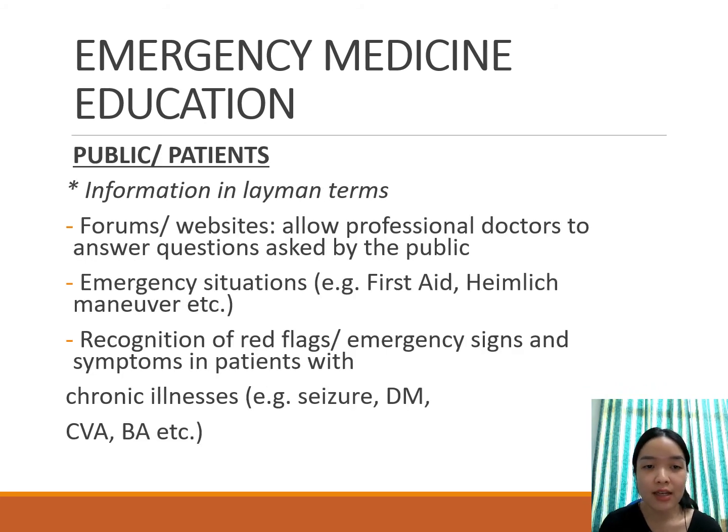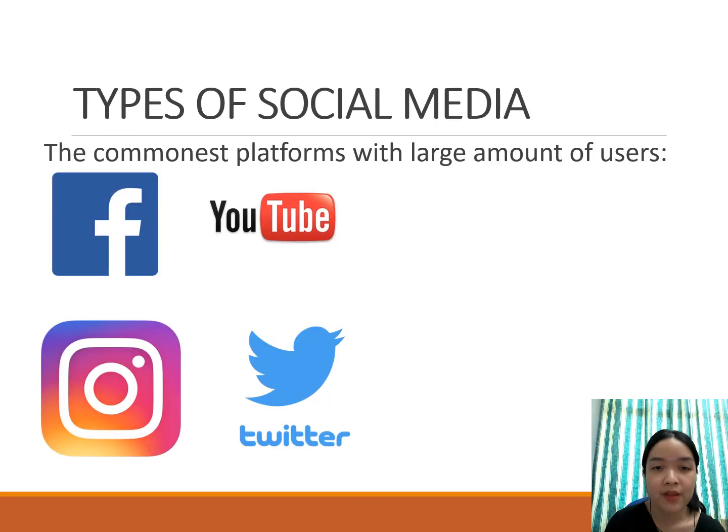Next, for the public and patients, information is usually conveyed in layman terms so that they can understand better. We also have forums and websites which allow professional doctors to answer questions asked by the public, and also we can educate them on how to react and respond in emergency situations, such as how to perform first aid and some maneuvers, and how to recognize red flags or emergency signs and symptoms if they have any chronic illnesses, such as in the case of flaring or exacerbation of bronchial asthma, etc., so that they can carry out the first management by themselves effectively.